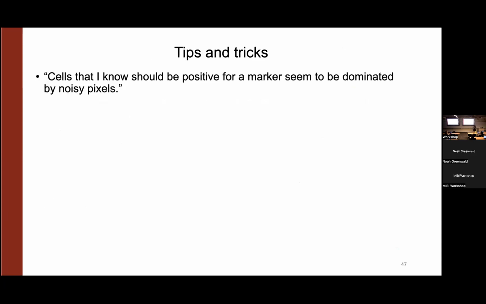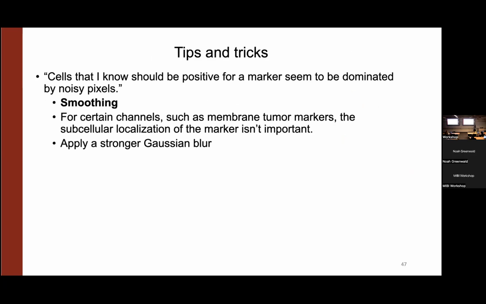All right. So some tips and tricks for running both the pixel clustering and the cell clustering in Pixie. Sometimes you'll see cells that you know should be positive for a certain marker by actually looking at the MIBI images. But when you're looking at the pixel cluster overlays or at the cell cluster overlays, it looks like it's dominated by very noisy pixels. To help with this issue, we found that smoothing our images can help a lot. For certain markers, such as membrane tumor markers, the subcellular localization of those markers actually isn't very important. It's just that the presence of that marker is there, so we want to classify that cell as such.